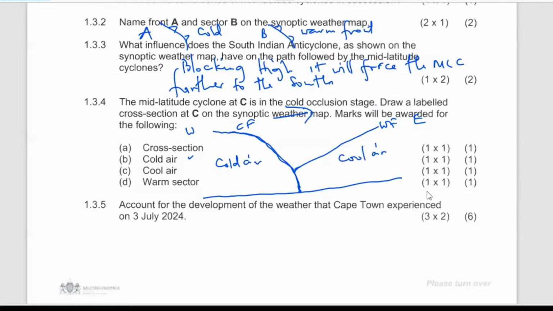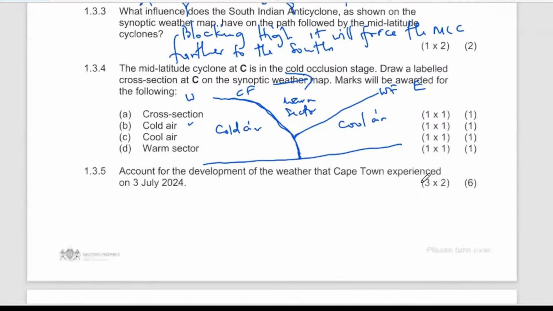And where is our warm sector? Our warm sector comes here. So that's basically how it looks like. It's cold air behind the cold front, and in between the warm front and the cold front, there is the warm sector, which is a zone of warm air being uplifted. Then there is cool air ahead of the cold front like this. That is basically what qualifies you to get the 4 marks for the illustration.